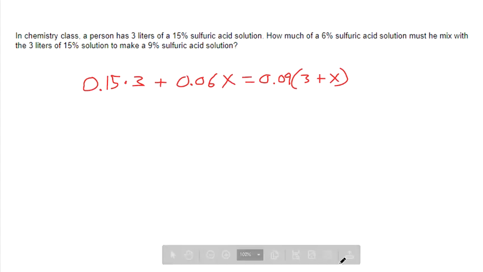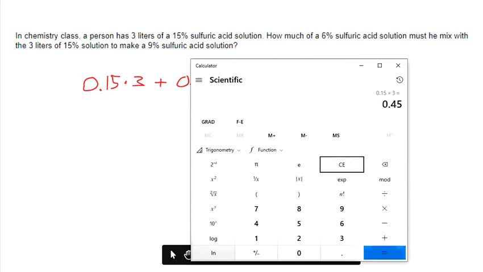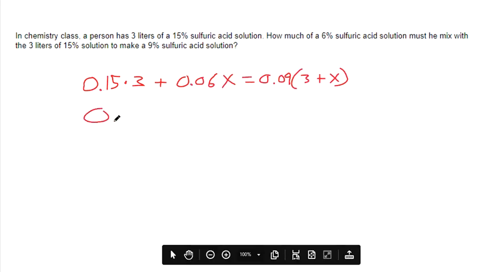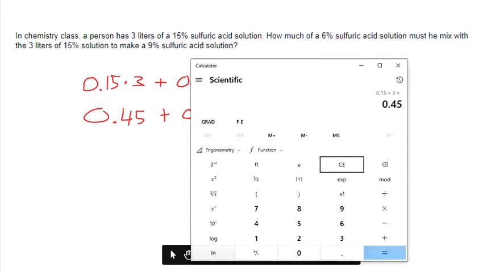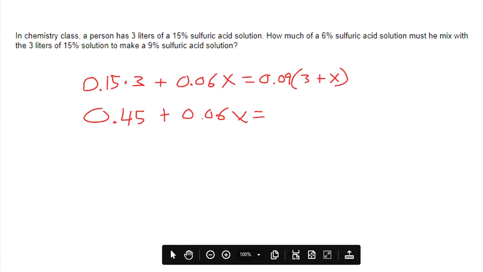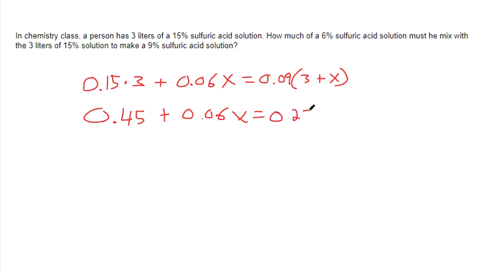And then when we do, I should know what 0.15 times 3 is off the top of my head, but I make mistakes when I make videos. There we go. So we got 0.45. And then using the distributive property, 0.09 times 3 makes 0.27. And then 0.09 times x makes 0.09x. So we're getting closer, boiling the equation down.